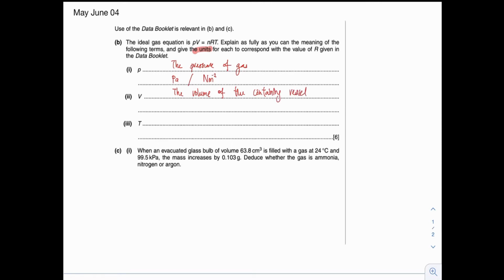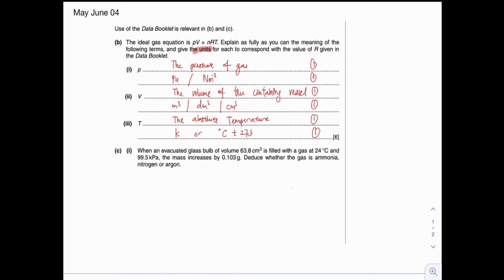And the unit could be either meter cube, dm cube, or cm cube. Whereas number 3, T means the absolute temperature, where the unit can be either K or degree C, but we need to plus 273 degree. Okay, each of this is 1 mark, so therefore you will get 6 marks altogether.